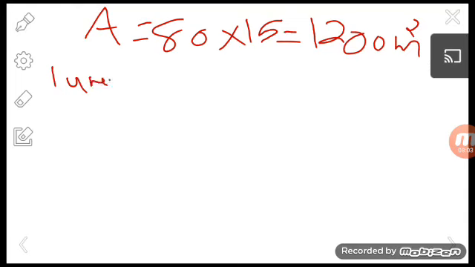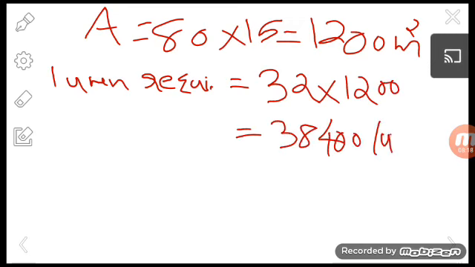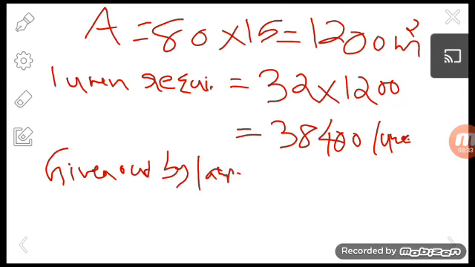And the total lumen required will be equal to area into the lux. That is 32 into 1200, which is equal to 38,400 lumens. It is the total lumen required, but the total lumens to be given out by the lamps will be equal to total lumen required divided by utilization factor into MF.